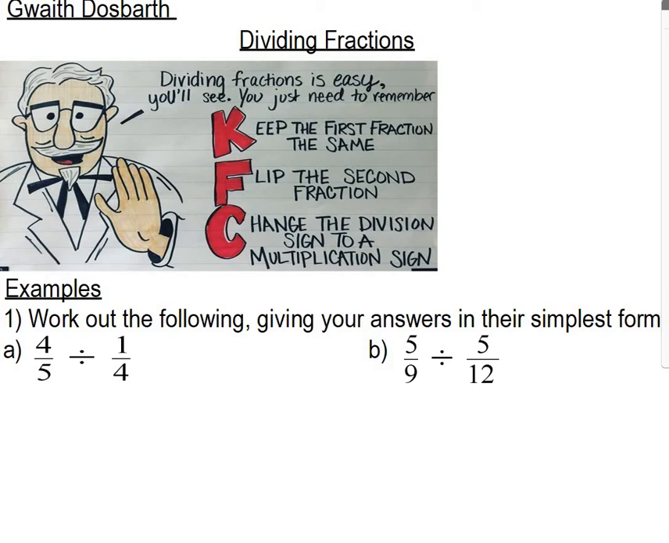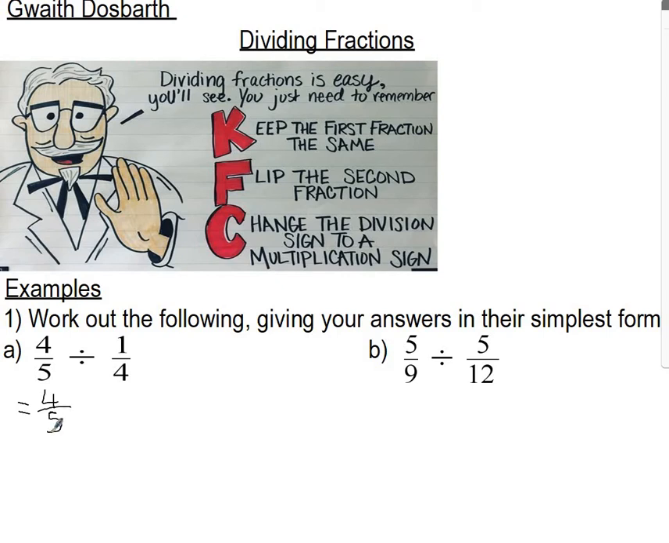When we're answering a dividing fractions question, you need to keep the first fraction the same. If we look at this first example here, we're asked to work this out and give our answer in its simplest form. A, we've got 4/5. This is the first fraction in the question. That will stay exactly the same, so it'll be 4/5.